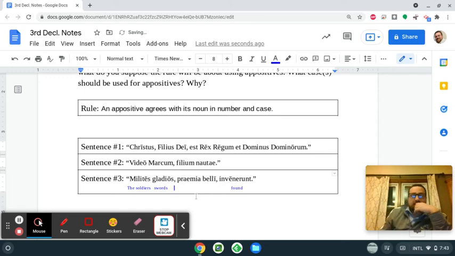Now, what's our appositive? Praemia belli. Praemia belli. So I'm wondering, is praemia belli an appositive that's just giving more information about milites, or is praemia belli more information about gladios? What do you guys think?